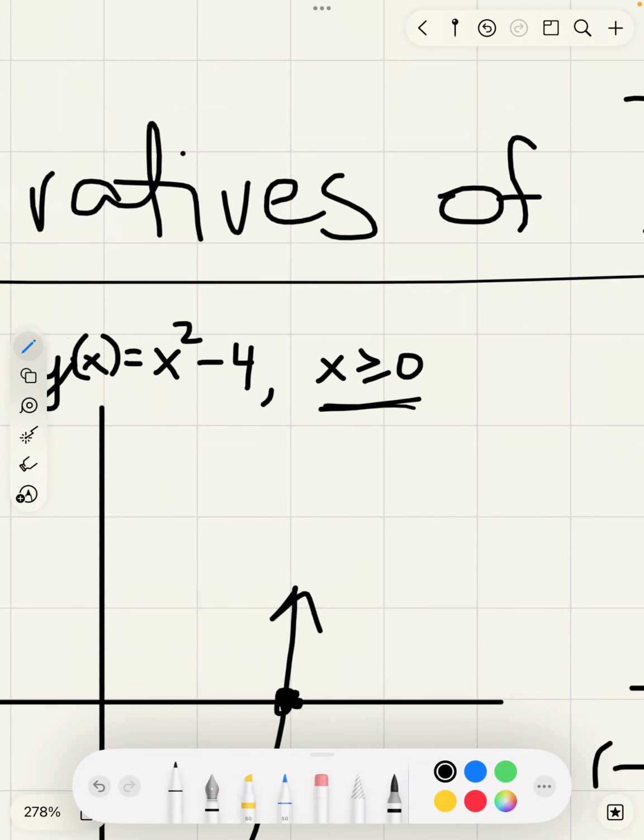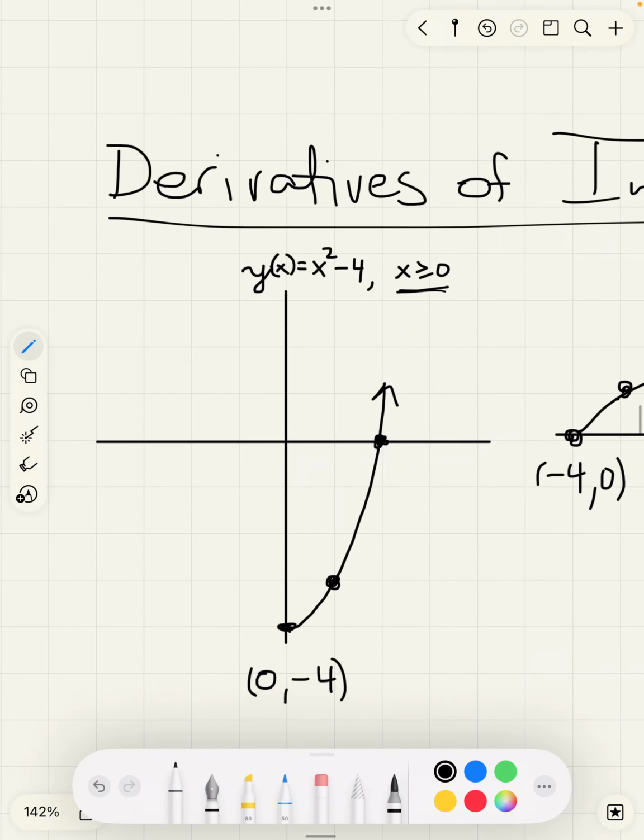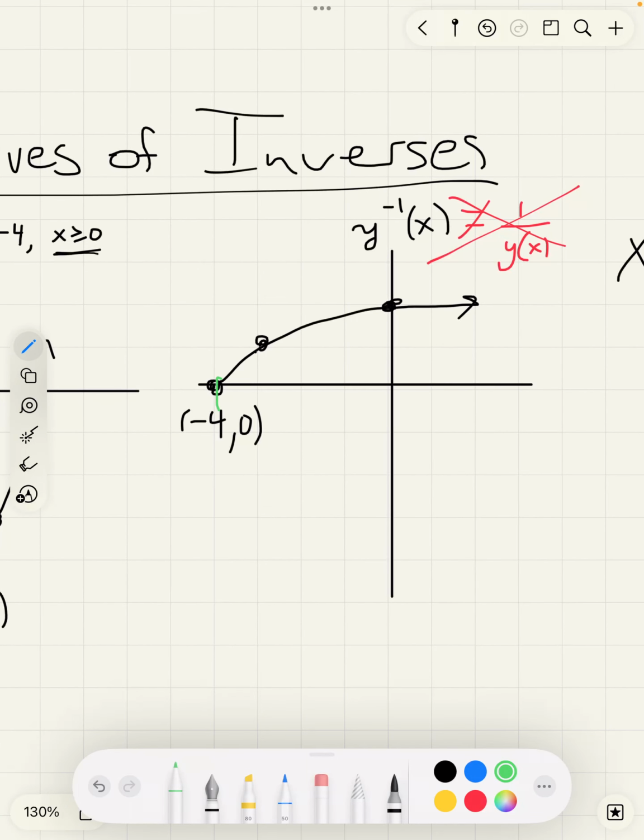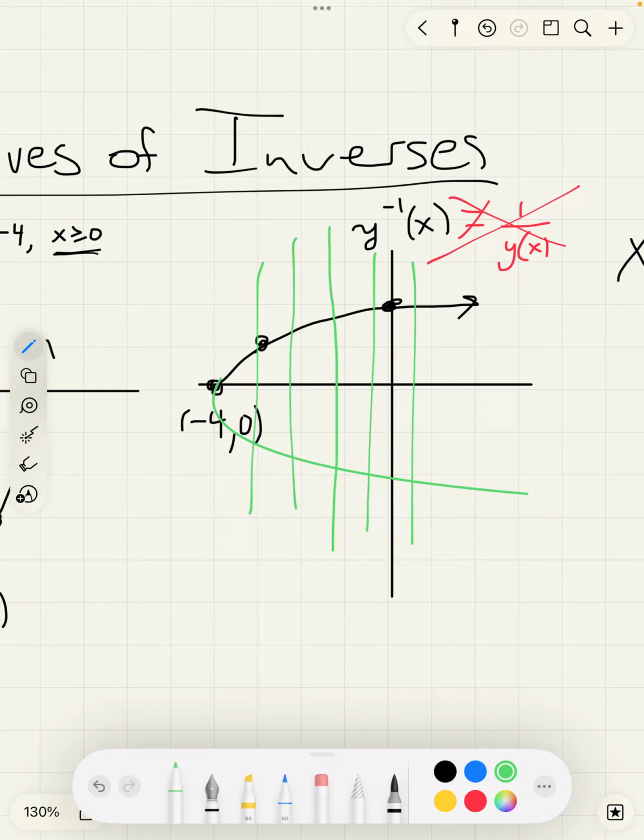And there was a reason we did that, because if I didn't put that restriction, the original function would have been a full parabola, which would mean that the inverse would have been a full sideways parabola. And the problem with that is that the full sideways parabola is not a function. It's a relation. It relates x and y, but it's not a function because it fails the vertical line test. That's to say, if I were to draw a vertical line anywhere on this relation, that vertical line would cross more than once.